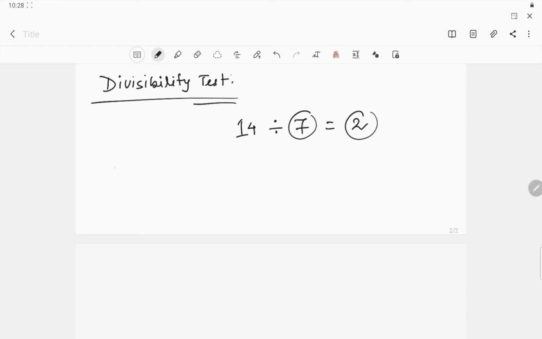Now, divisibility by 2. How can you say that a number is divisible by 2?